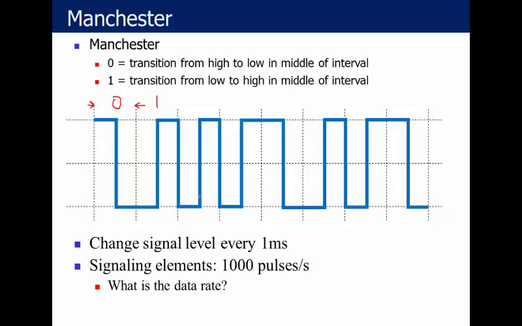Another here, from low voltage to high voltage, then that is one. From low to high, there is another one. From high to low, there is a zero. From low to high, there is one. From low to high, there is one. From high to low, there is a zero.